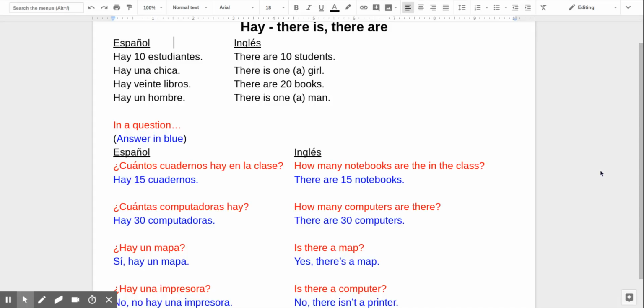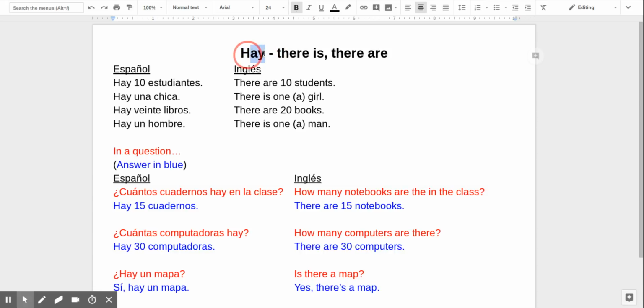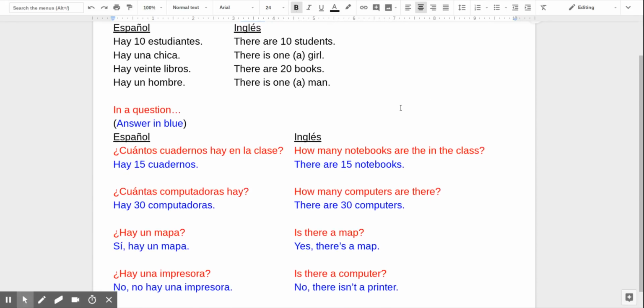Hey everybody, in this video I want to take a quick look at the word hay in Spanish. The word hay means there is or there are. Yes, it means both things, and you would know which one you're using based on the context. So I give you 4 sentences here using that word so you can see what it would look like.